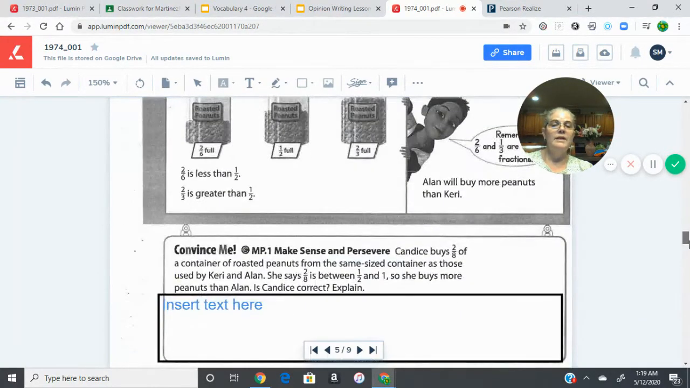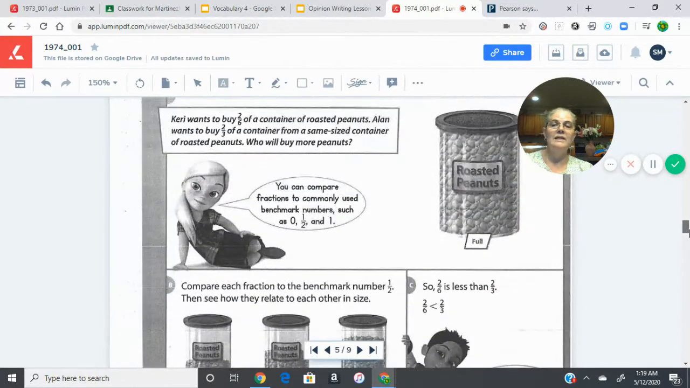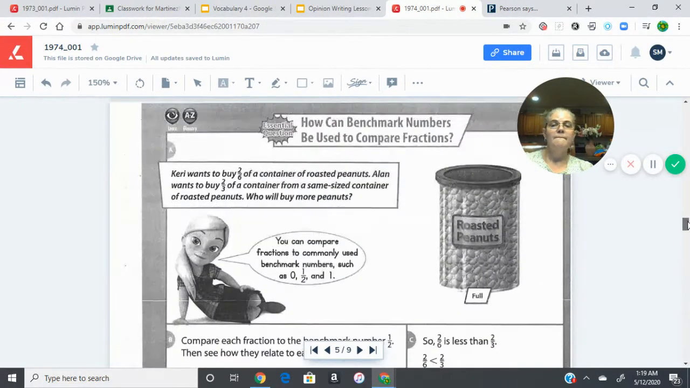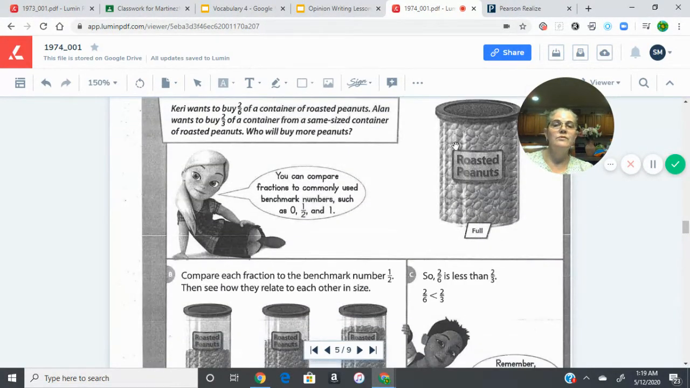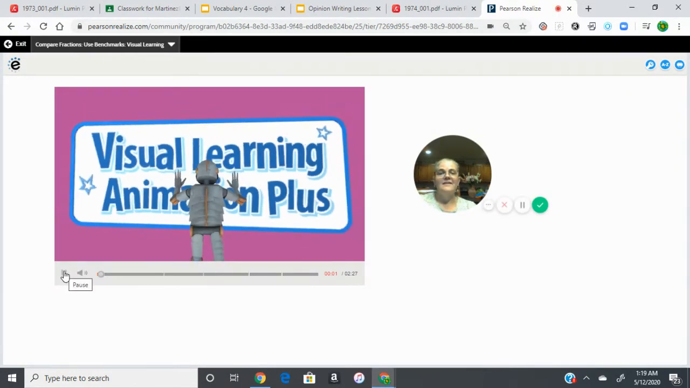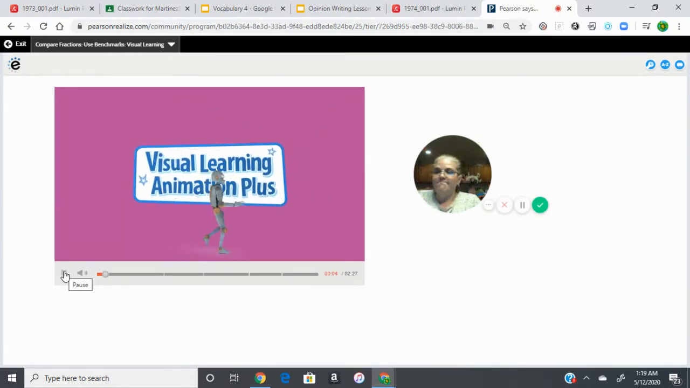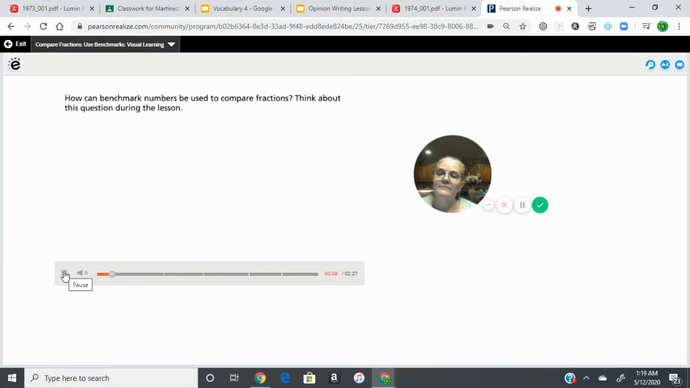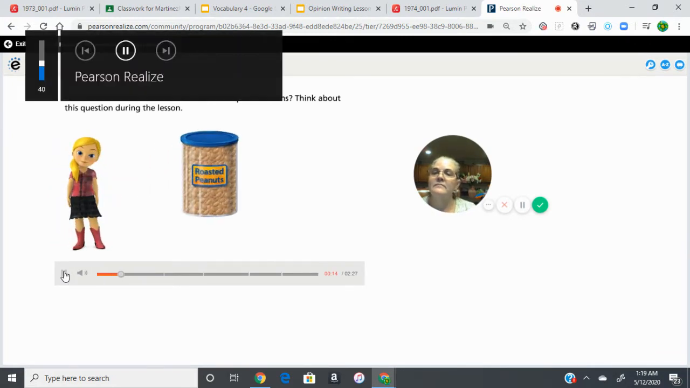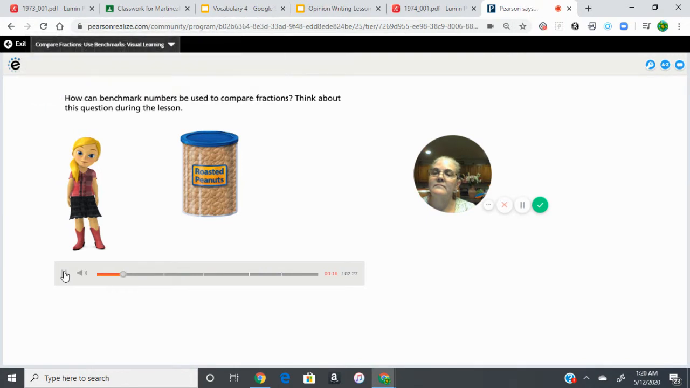And we're going to look on page 698. And you'll find our girl right there with the roasted peanuts. So we're going to start with that problem. So let me go over to the lesson and we'll get started on that. All right. How can benchmark numbers be used to compare fractions? Think about this question during the lesson.